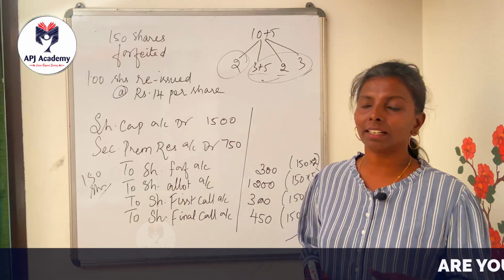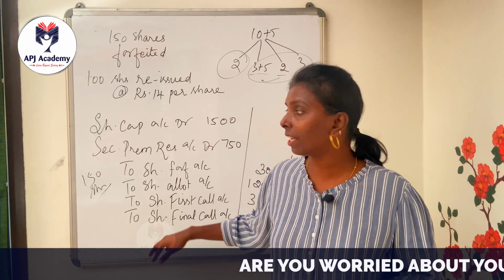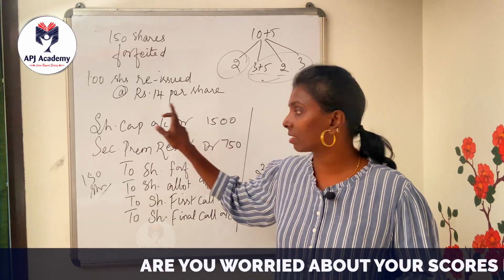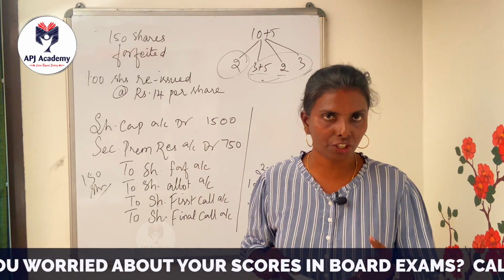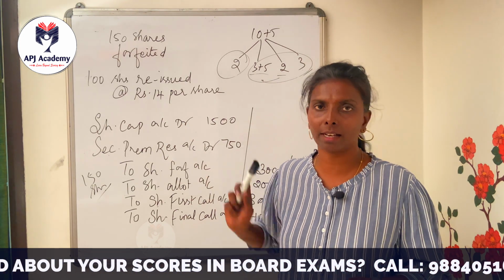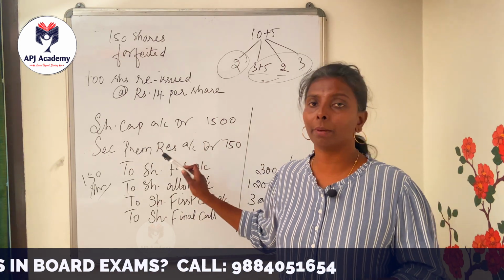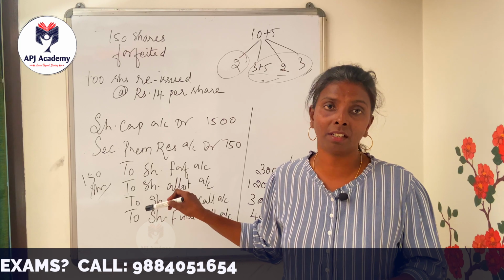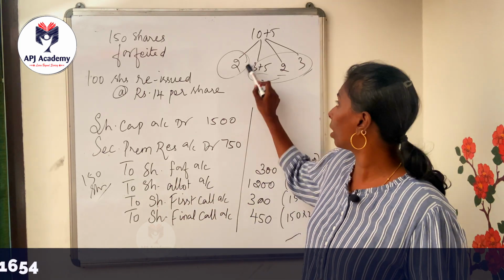Alright, now let's understand how to pass this forfeiture entry. Okay, let's go ahead with this entry. Share capital account debit. Securities premium reserve account debit. Why do we debit share capital? In forfeiture entry, you all know that share capital account has to be debited. Similarly, securities premium reserve account was debited here because we have allotment arrear and allotment has got premium.